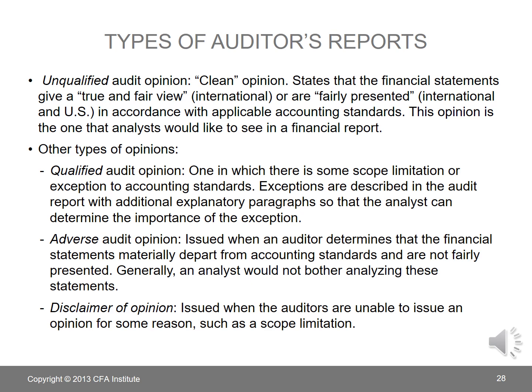A qualified audit, for example, is basically an auditor's report or opinion in which there is some scope limitation or exceptions to accounting standards. The exceptions are described in the audit report with additional explanatory paragraphs so that the analysts can determine the importance of the exceptions. So basically, you could say that it is a clean audit opinion with some exceptions. All right, so this type we call a qualified audit opinion.